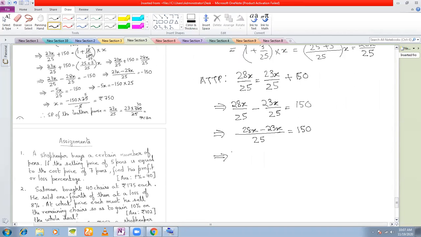So you get 5x by 25 equal to 150. Cross multiply. Therefore, x is 150 into 25 divided by 5. Now you can cancel this, so you get rupees 750. This is the cost price of the purse.